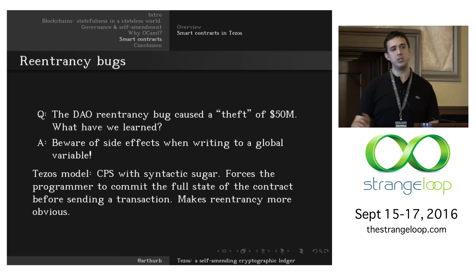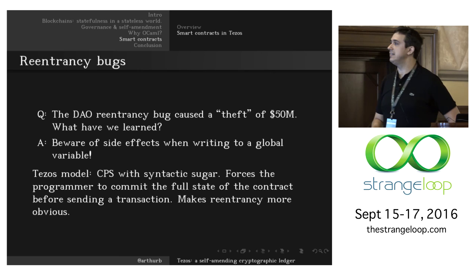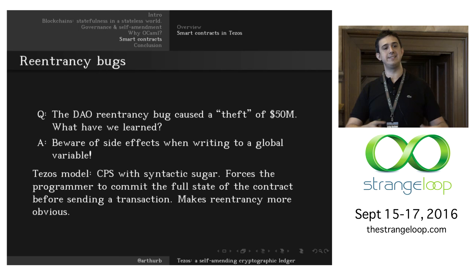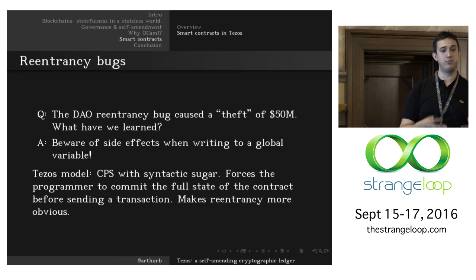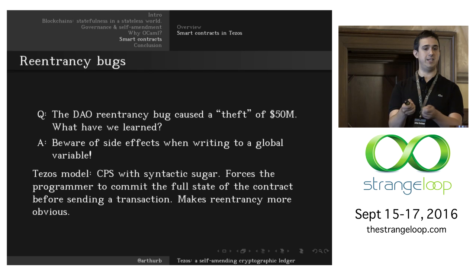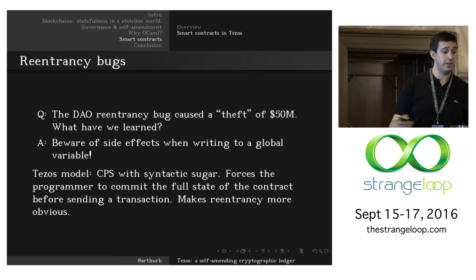So what we do instead is you send a transaction, but whenever you send a transaction, you have to commit the entire new state of your contract. And then you can continue. But it forces you to do that. And by forcing you to do that, it forces you to say, oh, well, hang on. I have a variable that tells me if the refund has been processed, and I need to set this variable before I call any other transaction. And if you do that, you're not going to go into re-entrancy bugs.